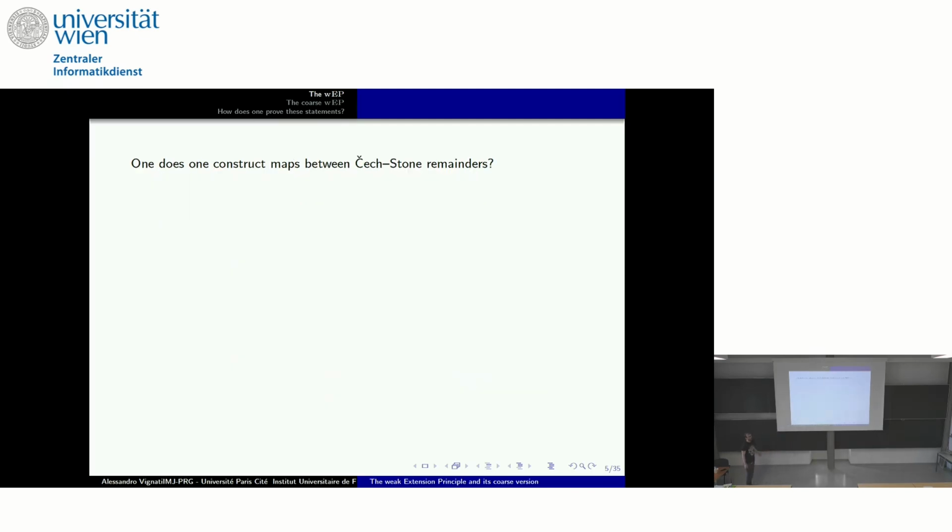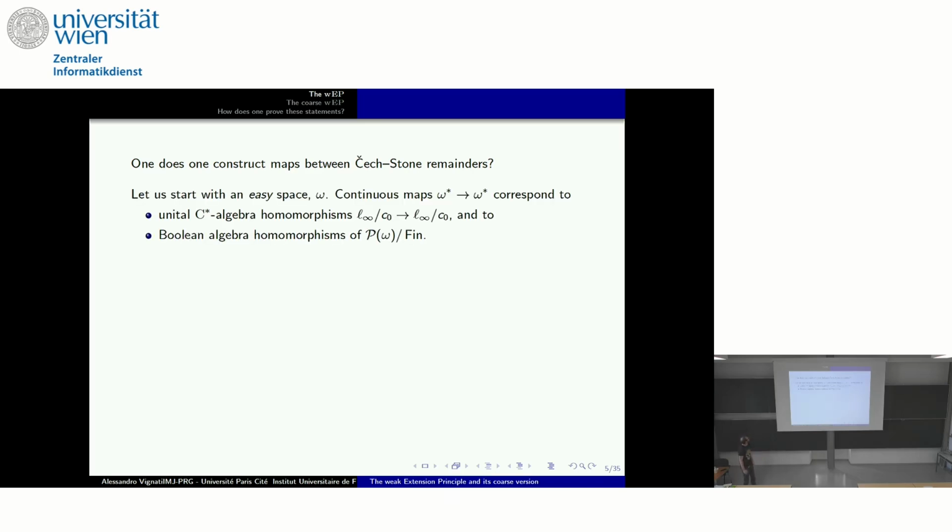All right, so how can I construct maps between such spaces? Let's start with something that we understand, the naturals. First of all, I can use Stone duality, essentially, and notice that continuous maps from omega star to omega star correspond to unital C*-algebra homomorphisms from L infinity mod C_0 to L infinity mod C_0, but also to Boolean algebra homomorphisms of P(omega) mod fin. If you look at the set of idempotents, p equals p star equals p squared, in L infinity mod C_0, that's exactly P(omega) mod fin. These are characteristic functions on subsets of omega mod fin, because we mod out by C_0.